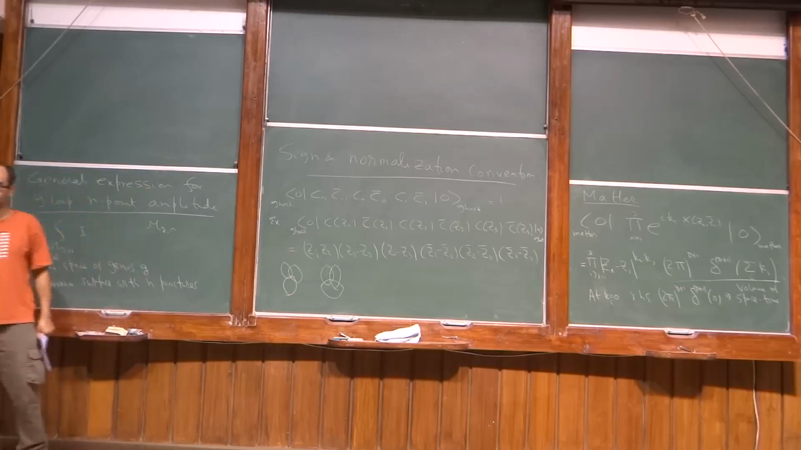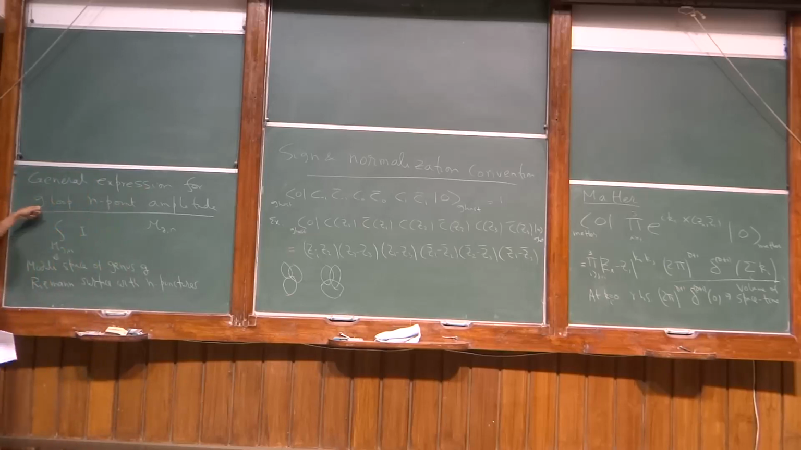So shouldn't there be a sum over G? Well, this is the genus G loop N-point amplitude, so that's a fixed G. Eventually you have to sum over it. Yes, if you want all loop amplitudes. So that is what we mean by MGN.